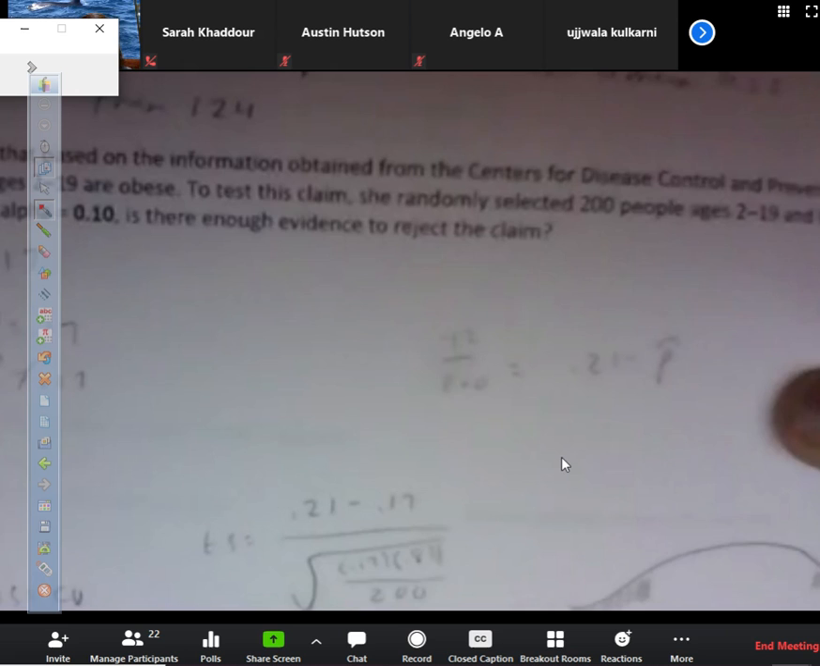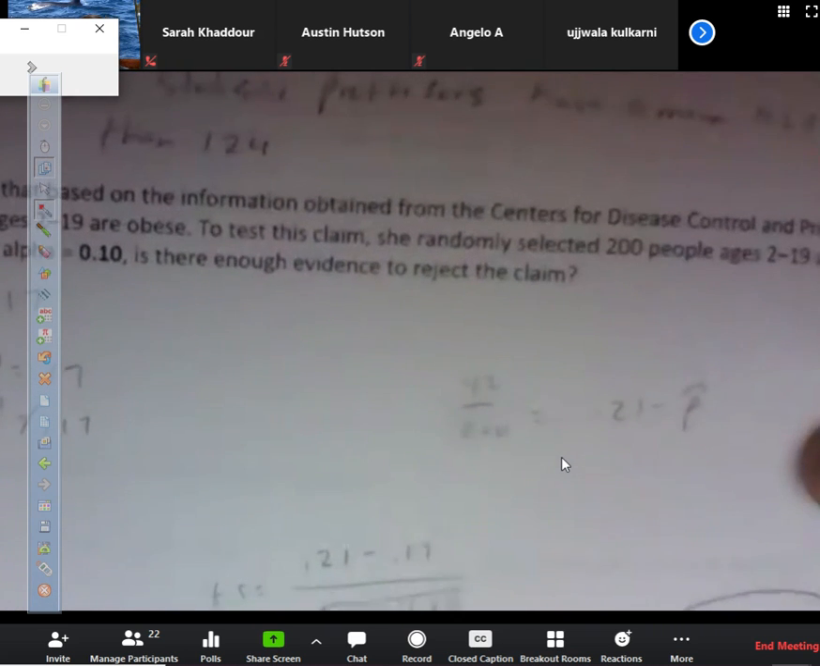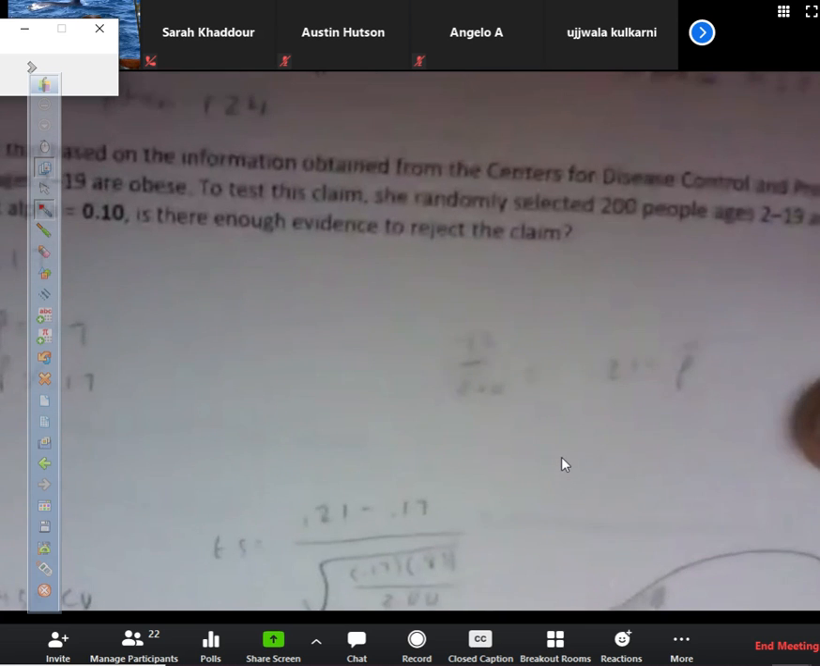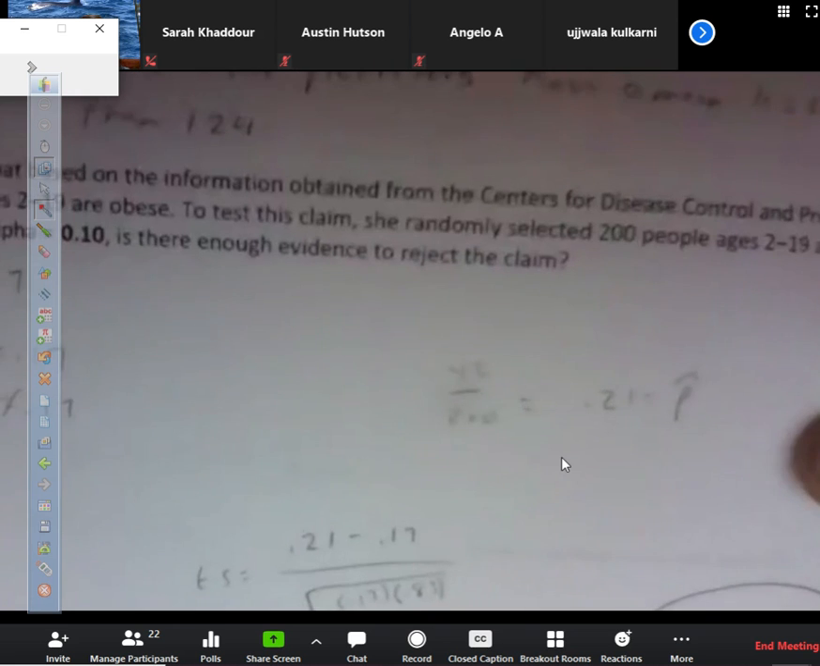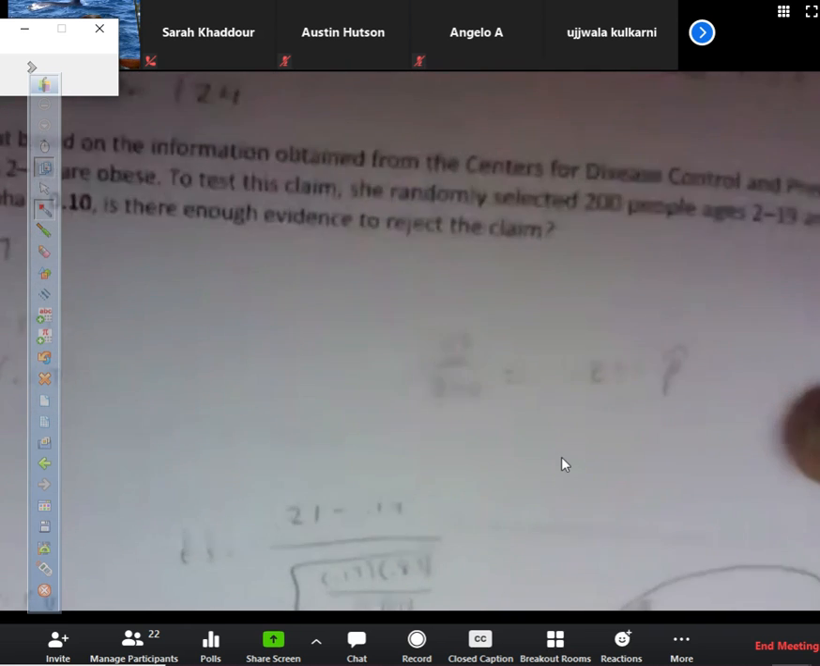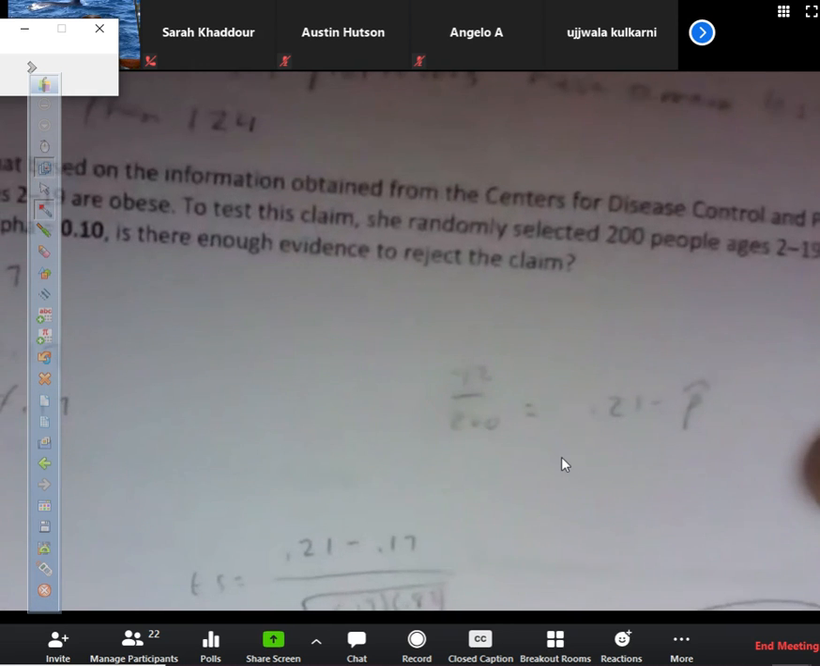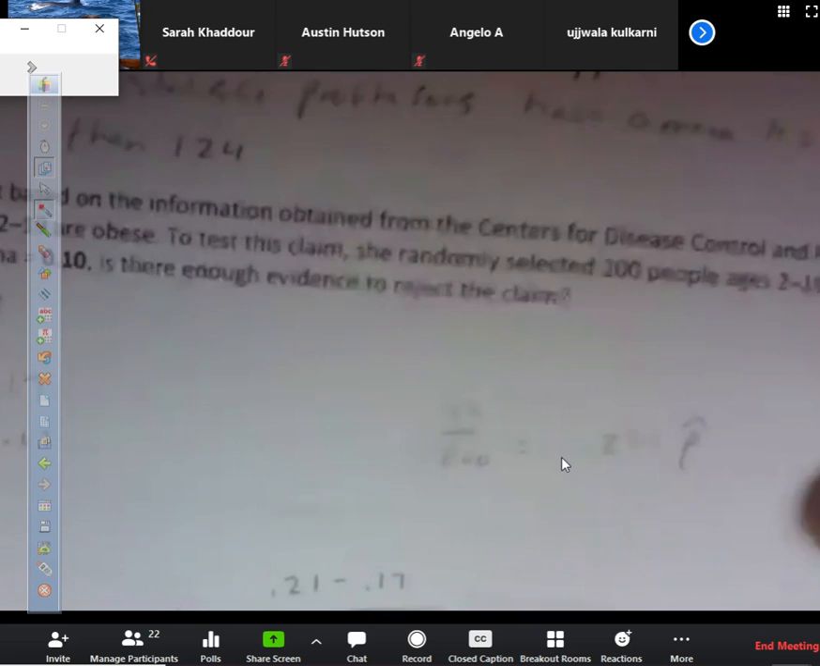So let's see. Well, P is equal to 0.17. That's the proportion of the population. Right. And like Professor Young said, we find the proportion of our sample with 42 divided by 200. So that's 0.21. That's p-hat.